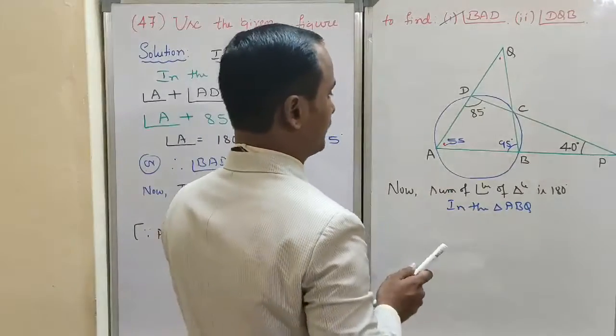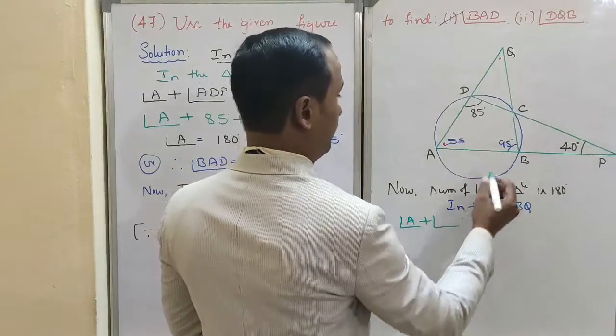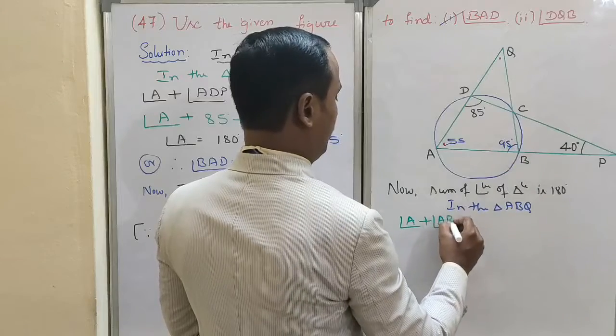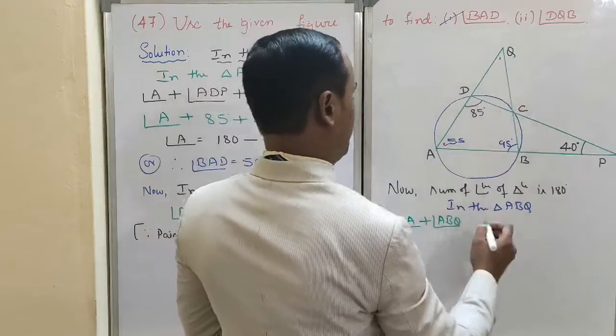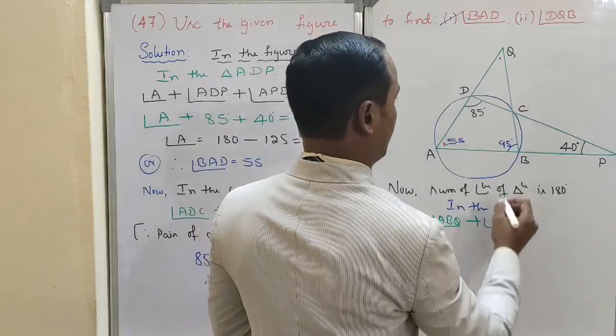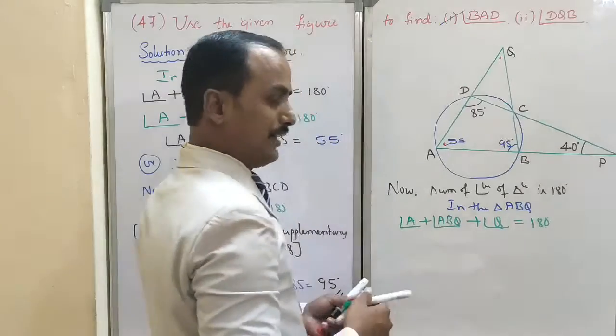Look here, you know that dear children, angle A plus angle ABQ plus angle Q, don't write it directly. Why? Because no confusion, is equal to 180 degree. Shall I substitute the values dear children?